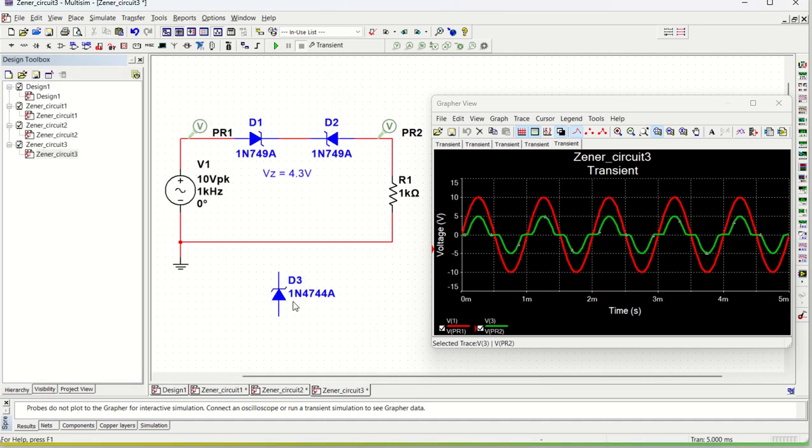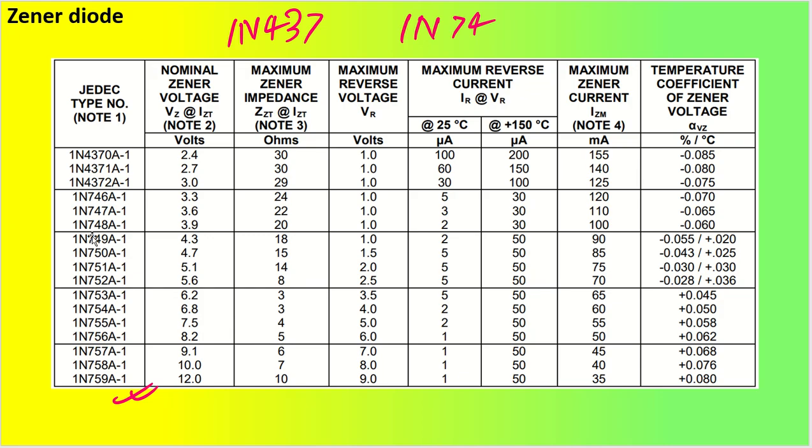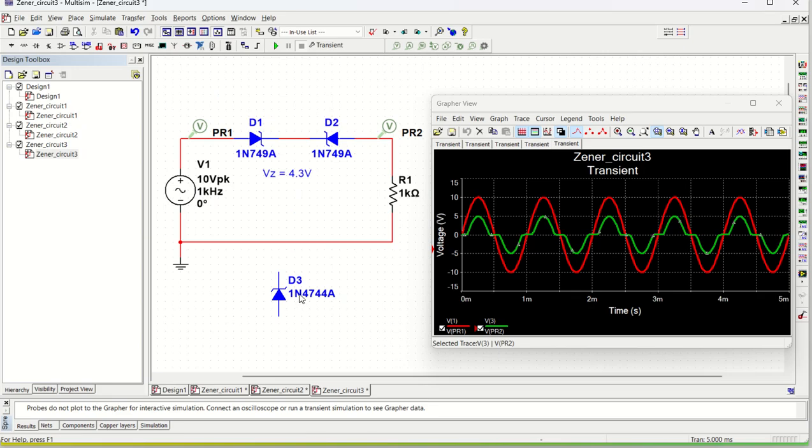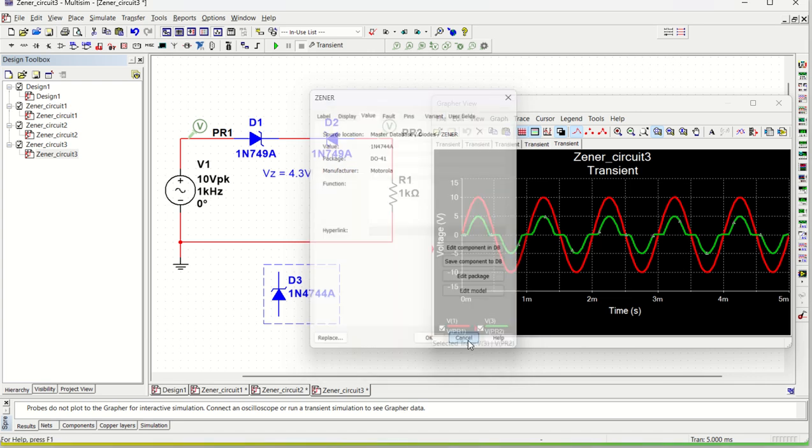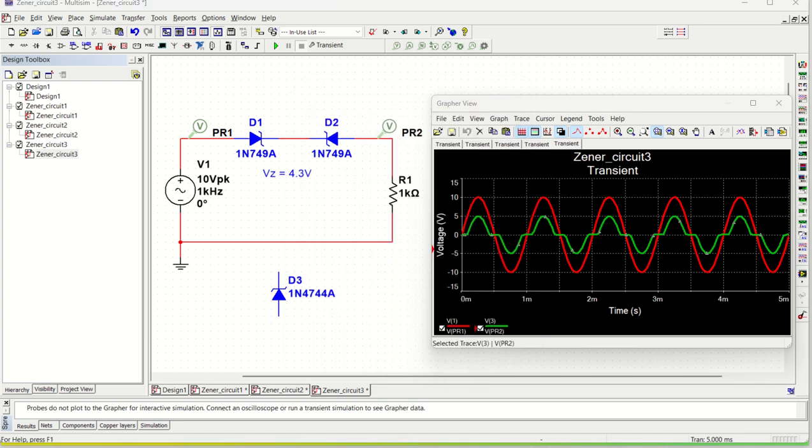And just check what will be the voltage of 1N4744. So 1N4744 is not there here. You have to go to Digi-Key and find out the voltage. Okay. Yes, so 1N4744 is actually 15 volt. So this 15 volt it will regulate and it will give you the results. Okay, so if you want, you can quickly simulate this as well.